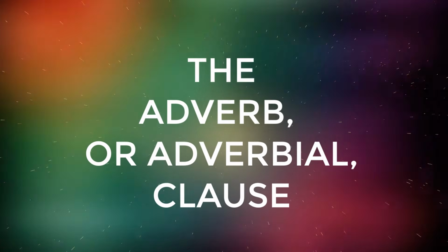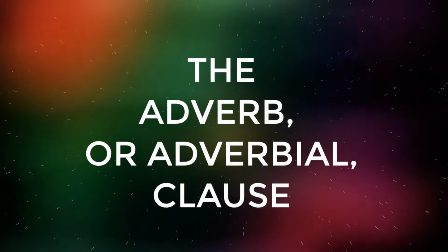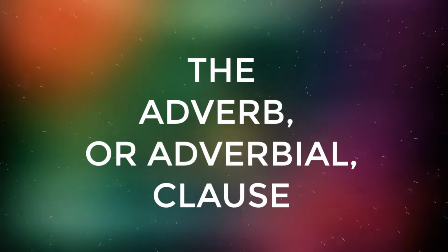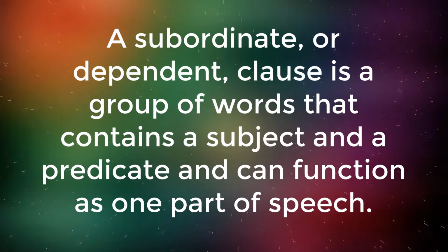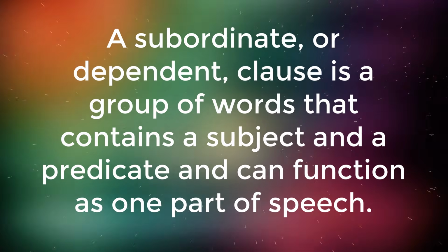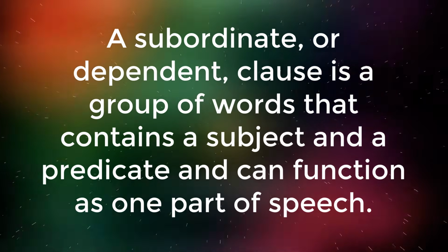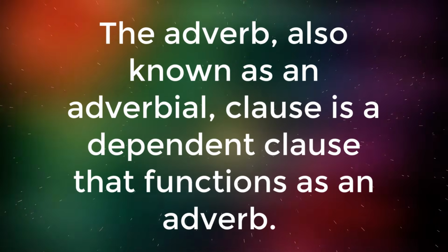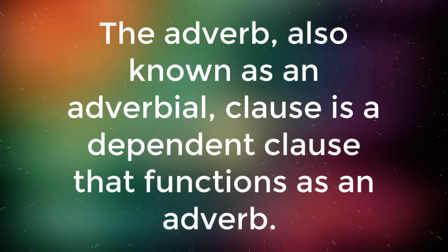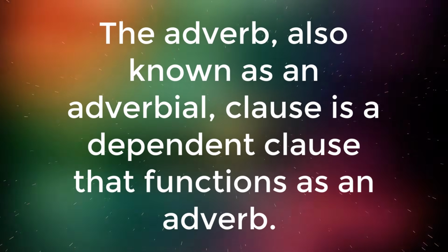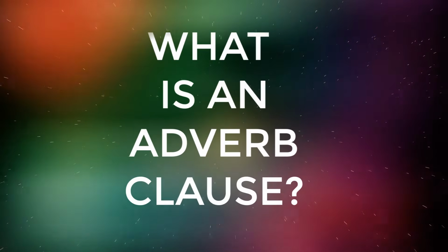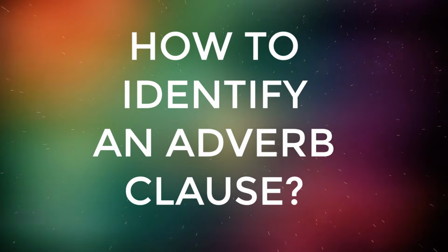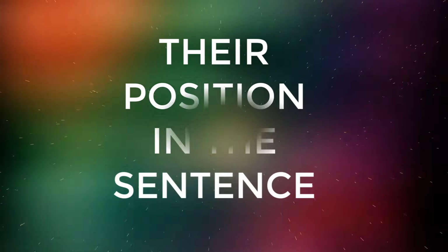In today's lesson, we will learn about the adverb clause, also known as the adverbial clause. From a previous lesson, we've learned that a subordinate or dependent clause is a group of words that contains a subject and a predicate and can function as one part of speech. Today we will learn about the subordinate or dependent clause that functions as an adverb, and this is the adverb or adverbial clause. Today you will learn what an adverb clause is, how to identify an adverb clause, the types of adverb clauses, and their position in the sentence.